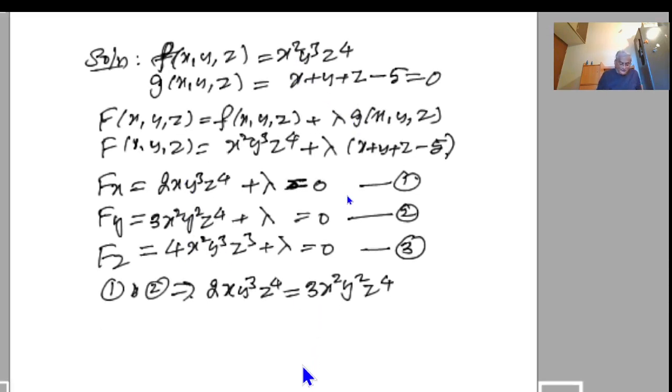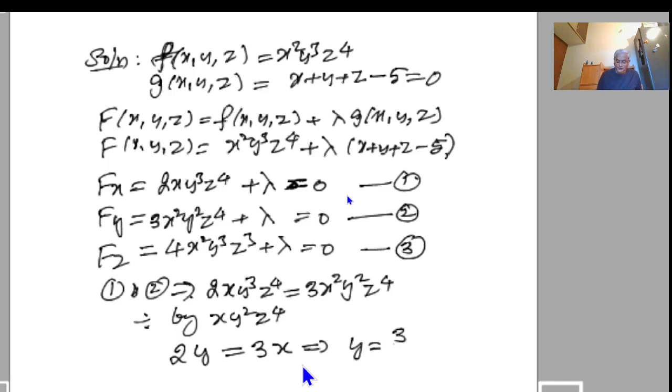Now here, dividing this by this equation throughout by x y square z to the power of 4. Then on the left hand side we get 2 y, z raised to 4 gets cancelled, equal to right side is 3 x, 1 x remains here, y square gets cancelled, z to the power of 4 gets cancelled. This implies y equal to 3 by 2 into x. Okay. I am getting y in terms of x.